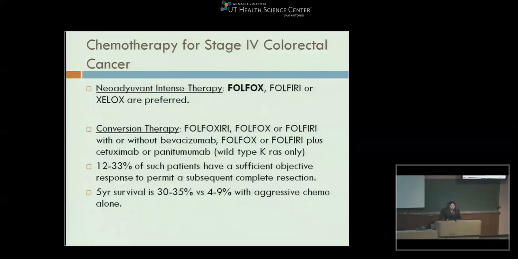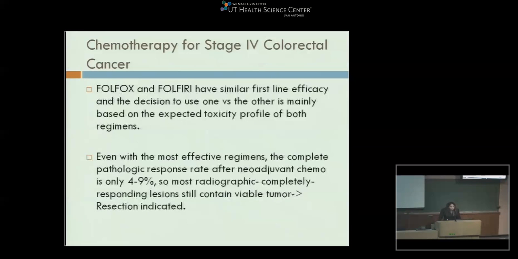Like I mentioned, FOLFOX and FOLFIRI have similar first-line efficacy, so the decision to give one versus the other is mostly dependent on the patient and the toxicity. Even with the most effective regimens, the complete pathologic response of these lesions, though, after neoadjuvant chemo is only 4 to 9%. And even if in the imaging it looks like the tumor has gone away, so to speak, there is still viable tumor there, so a resection is still indicated.